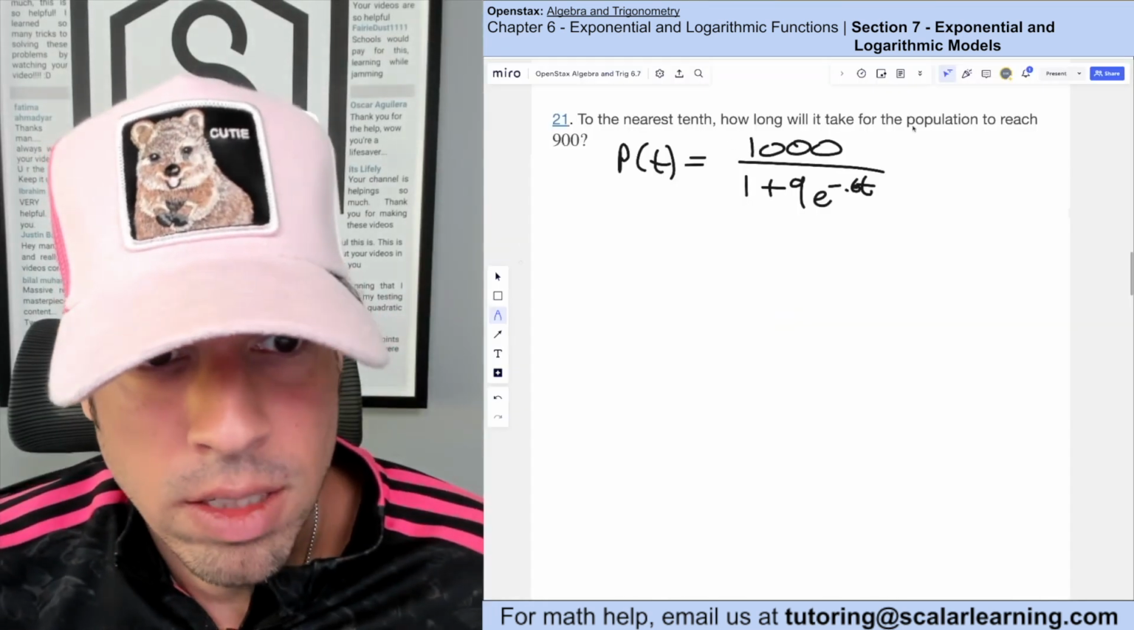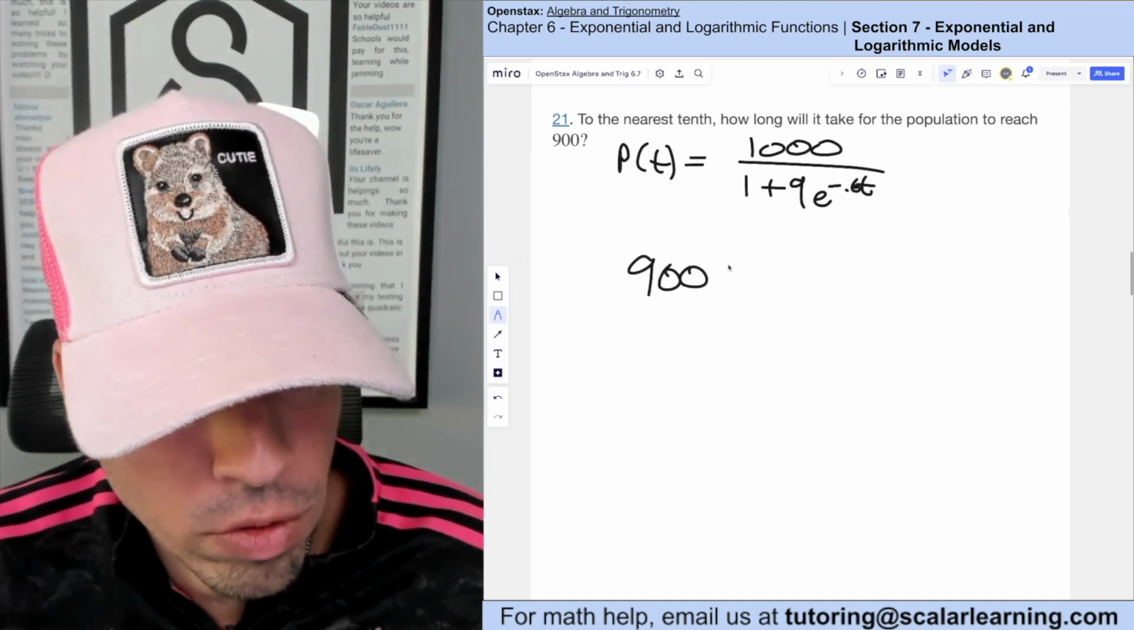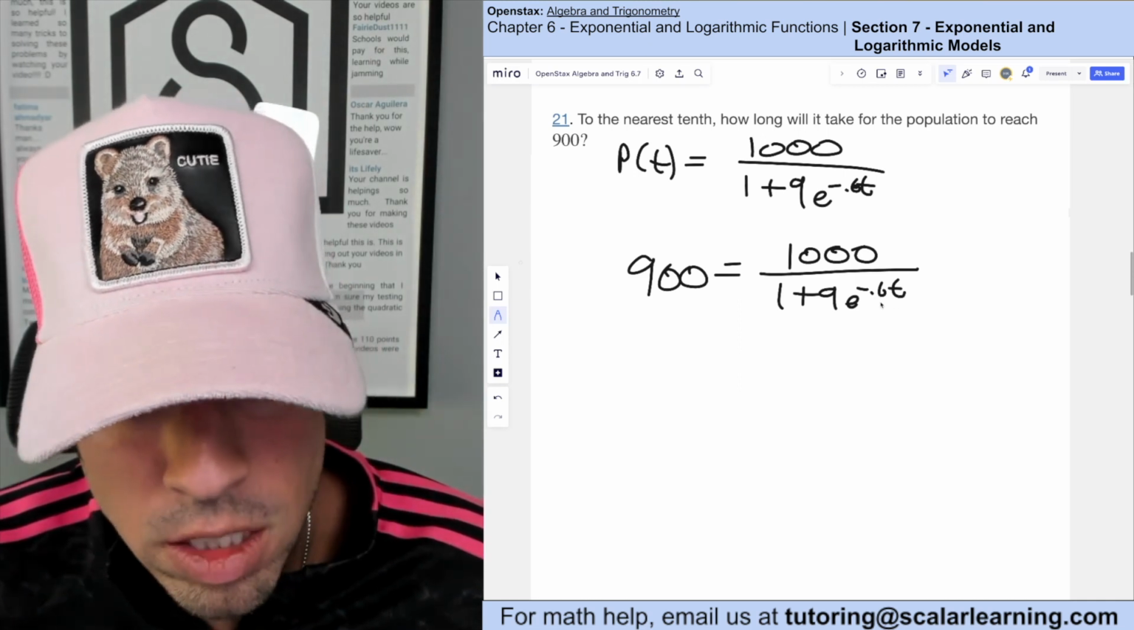So for this question, it's asking how long will it take for the population to reach 900? So we're going to plug in 900 for the population, and we're going to solve for t. I'm going to start by multiplying both sides by this denominator.